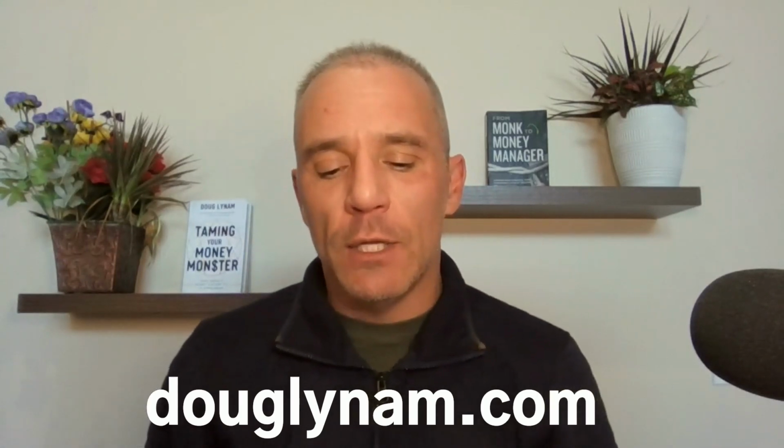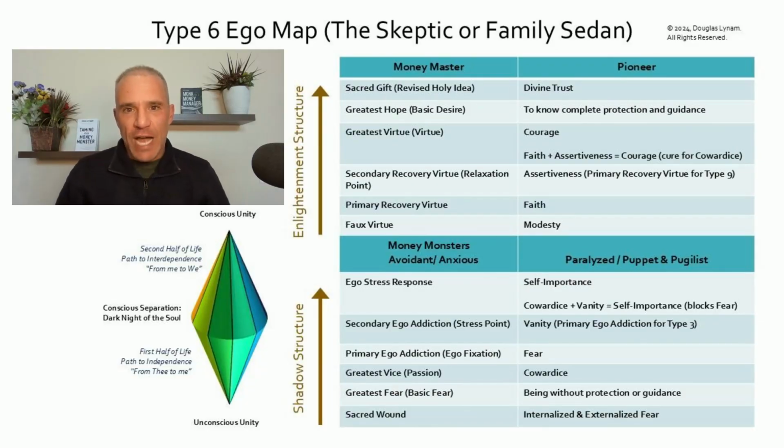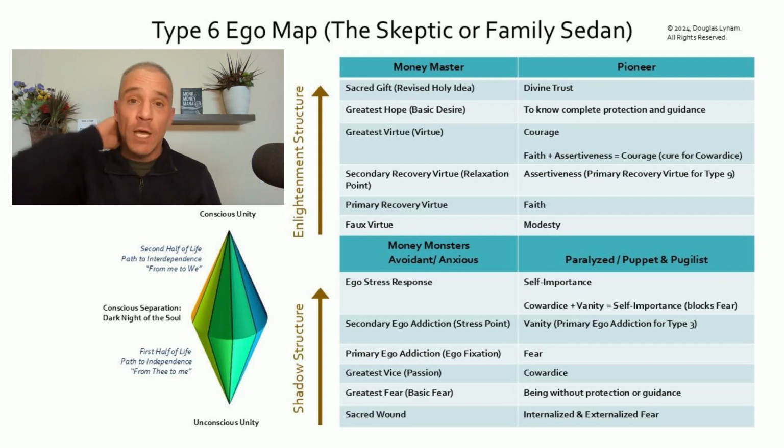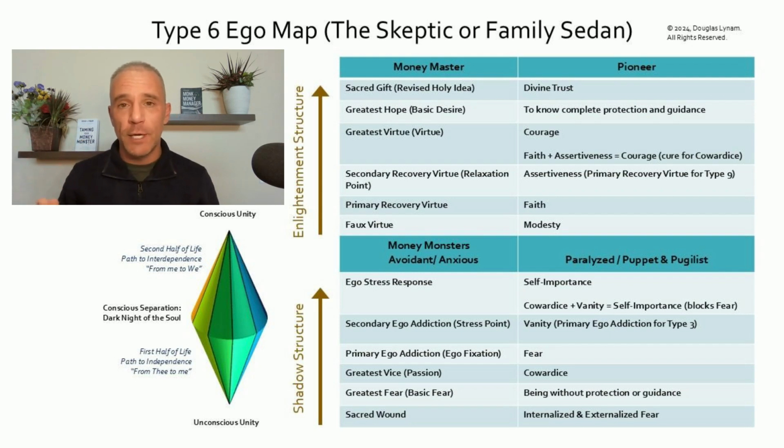Okay, so let's jump into the basic shadow structure for Type 6. The reason sixes are sixes is because they have a sacred wound of what I call internalized and externalized fear. Now, as you may remember from our previous videos on the shadow structure, I'll recap very quickly. There are 3 core negative emotions in the limbic system of the mammalian brain, and that's going to be anger, sadness, and fear. And all of our negative emotions run off of those 3.